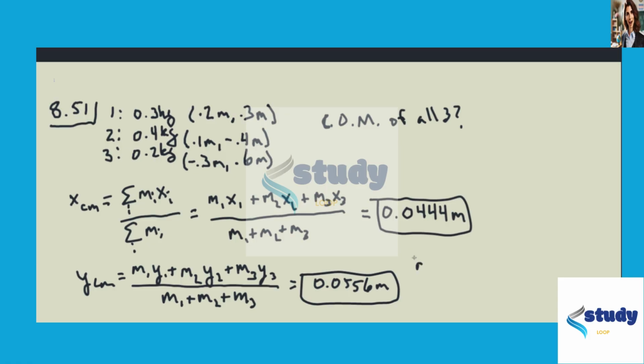So if we call R our position vector, then we can see that this is located at 0.0444 meters, comma 0.0556 meters.